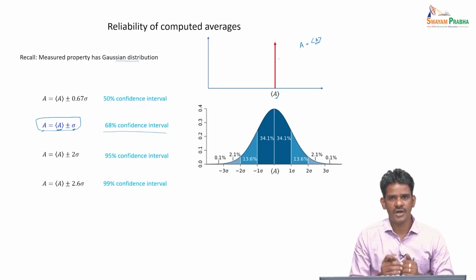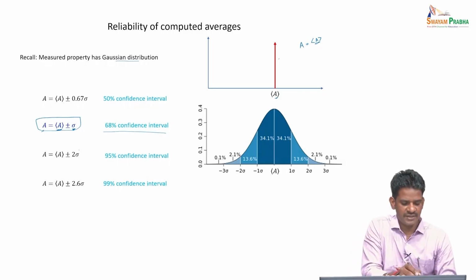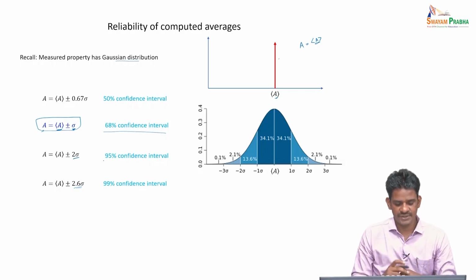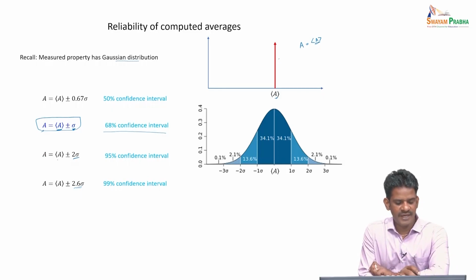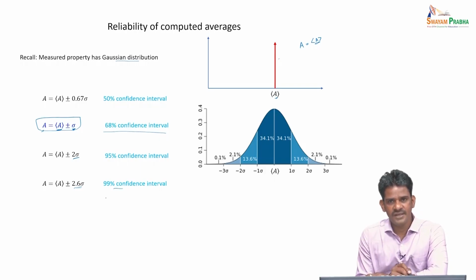And then if you want to increase this confidence interval, we can increase this error estimate. We can give 2 times sigma or 2.5 times sigma, and you can see that we increase the confidence interval of the measurement. So when I say the property A is given as the mean plus or minus 2 sigma, I can say that the value of A given by this average is within 95% confidence interval. And when you give 2.6 sigma, we are saying that the value of A is within 99% of the confidence interval. All these confidence intervals are basically obtained from a Gaussian distribution about the mean.